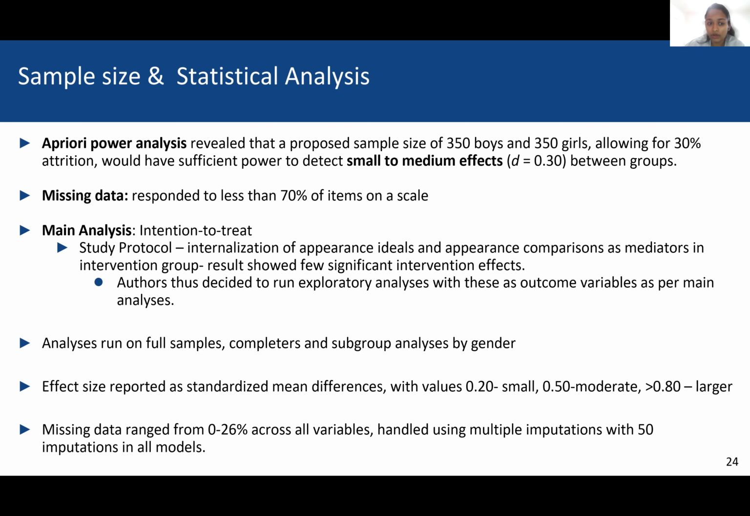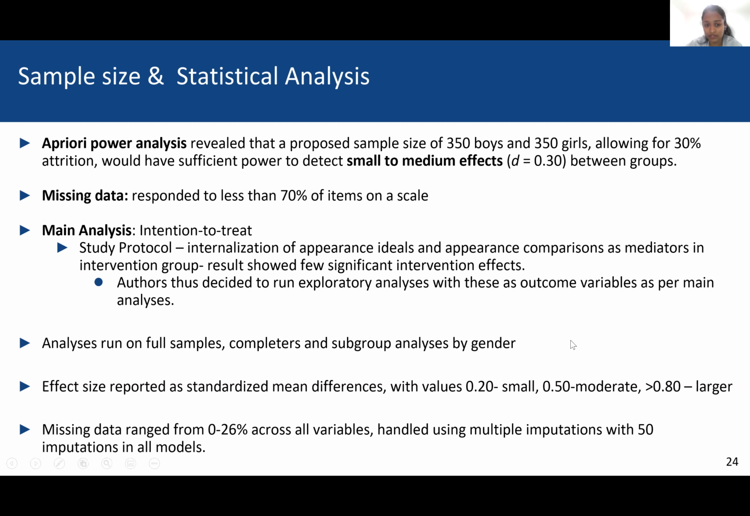While the study protocol did indicate that internalization of appearance ideals and appearance comparison would mediate changes in the outcome variables in the intervention group, actually few significant intervention effects were found overall. Therefore, the authors decided to run an exploratory analysis using these two variables, and they presented the findings in terms of exploratory variables.